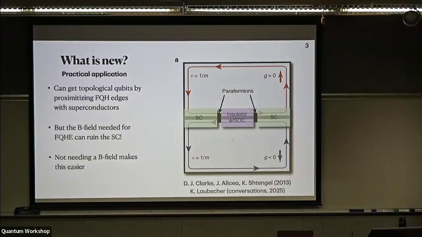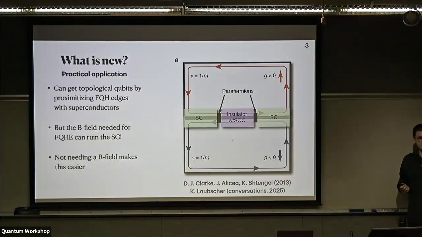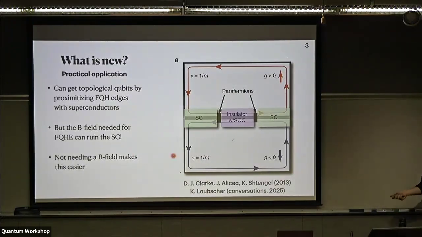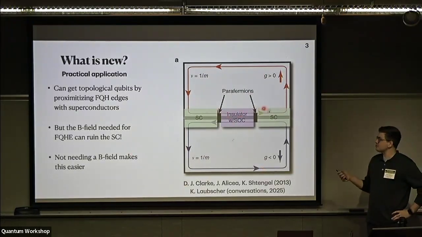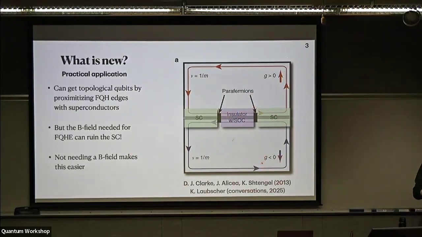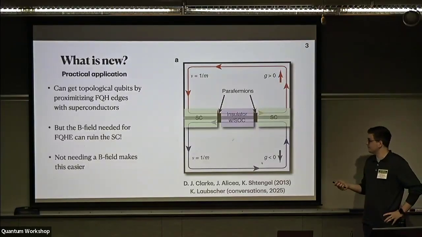So I wanted to make sure at least one person in the conference had some appeal for maybe a practical application of these zero magnetic field fractional quantum Hall states. I wanted to reference this proposal by Jason back in 2013 about proximitizing fractional quantum Hall edge states with superconductors to get parafermions, which could in principle do universal topological quantum computing.